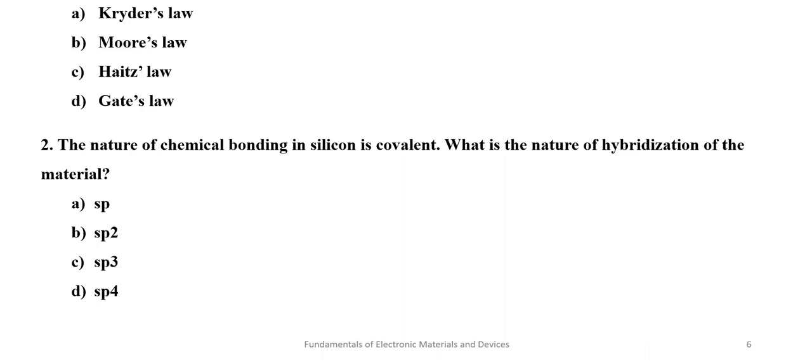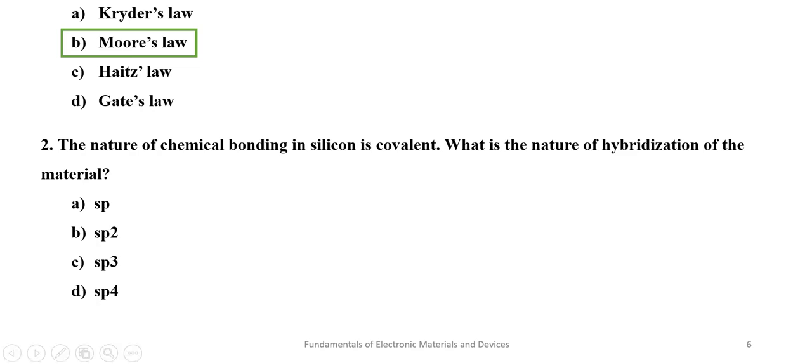Ma'am, it's Moore's law only. Okay, 100% informed. So Moore's law is the observation that the number of transistors in an IC doubles every 24 months. So that is the correct answer. Is it clear for both of you what Moore's law is and what the observation is?